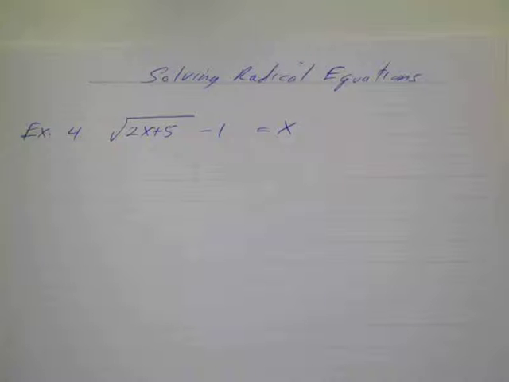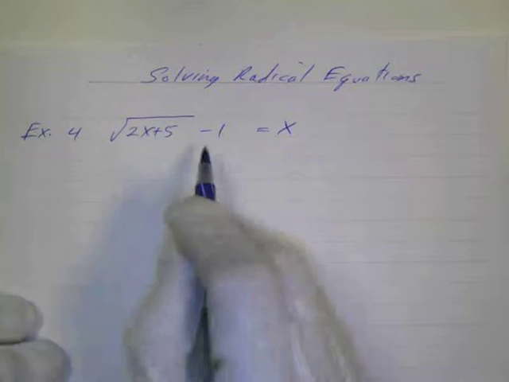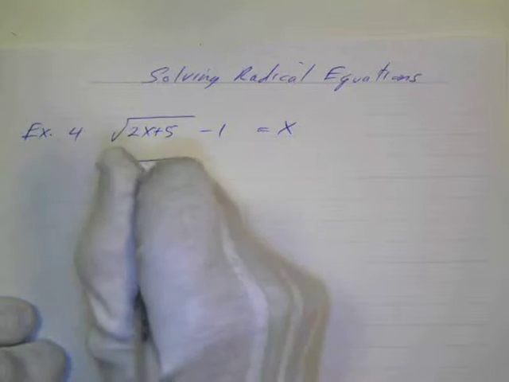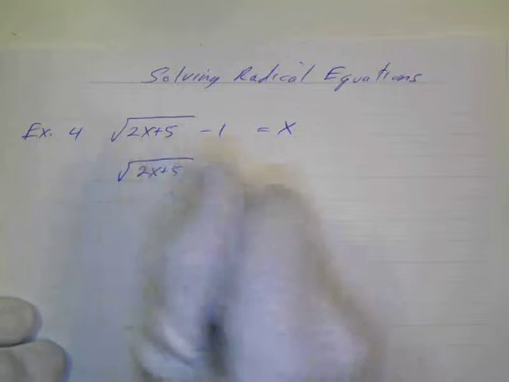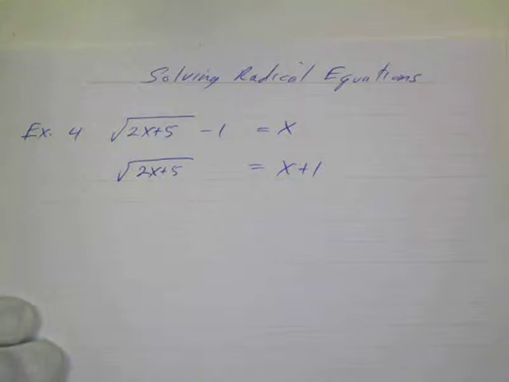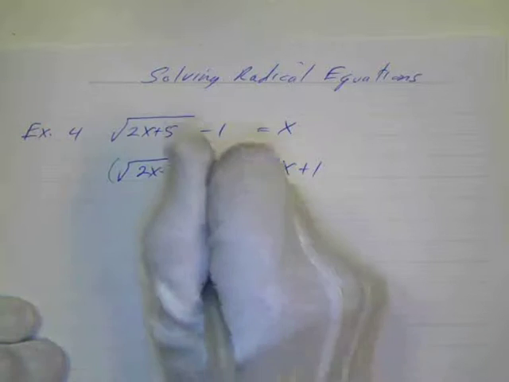Okay, this is a little bit more complicated problem, but again, we're solving radical equations. So the first thing we want to do is make sure we isolate the radical. Since I've got this negative 1 over here, I'm going to add 1 to both sides. So I've got the square root of 2x plus 5 equals x plus 1. And then we'll just square both sides to remove the radical.